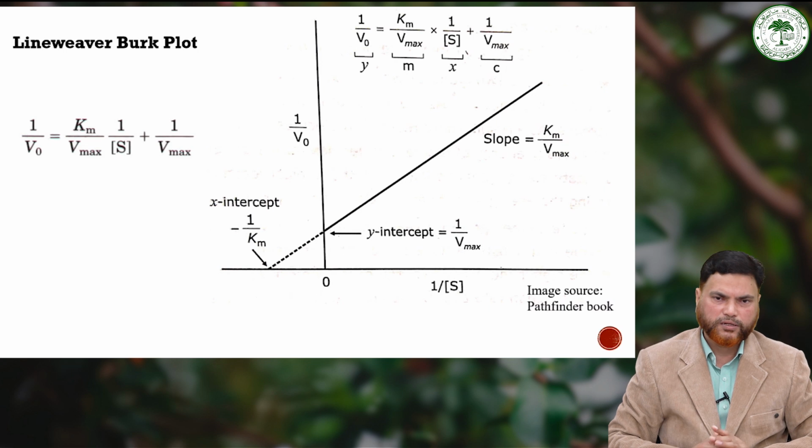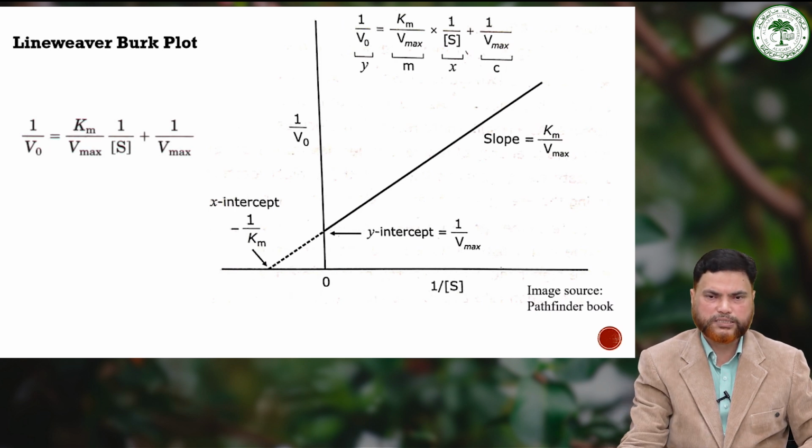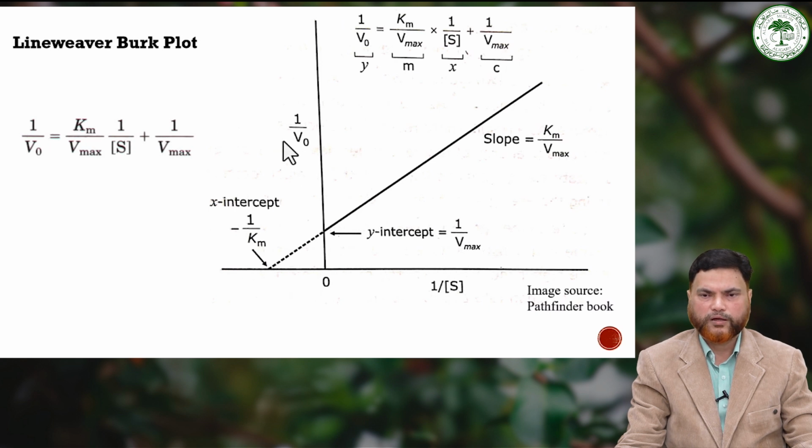You should also remember this Lineweaver Burk plot is also known as the double reciprocal plot, and it is made by plotting the reciprocal of the velocity, that is 1 upon v0, against the reciprocal of the substrate concentration, 1 upon S. This special plot turns the Michaelis-Menten equation into a straight line equation. The Lineweaver Burk plot converts the Michaelis-Menten equation into 1 upon v0 is equal to Km upon Vmax times 1 upon S plus 1 upon Vmax.